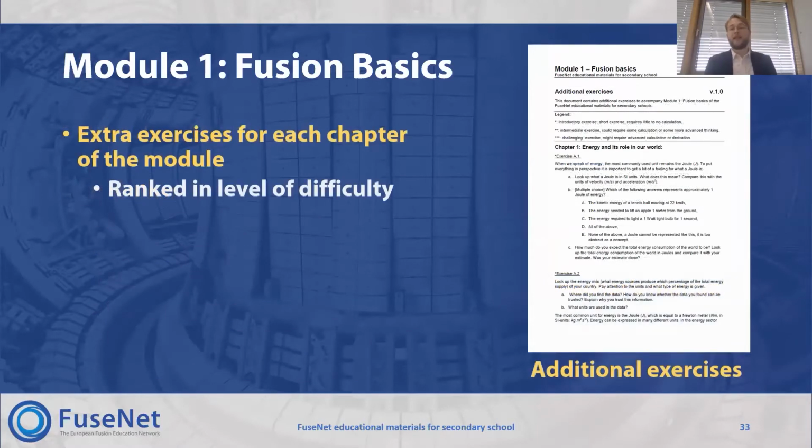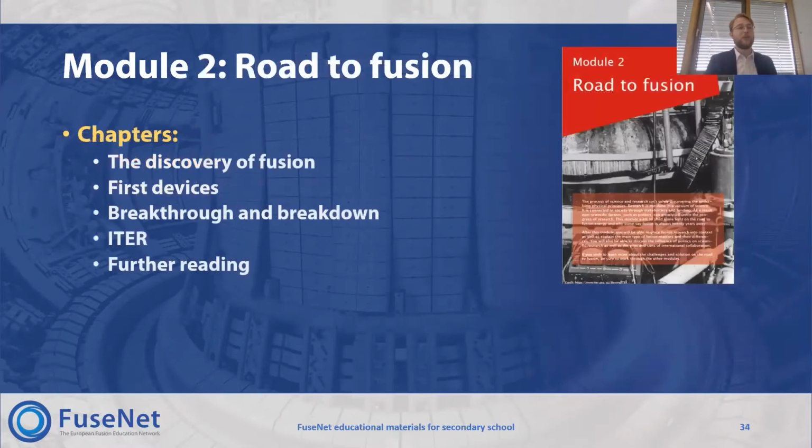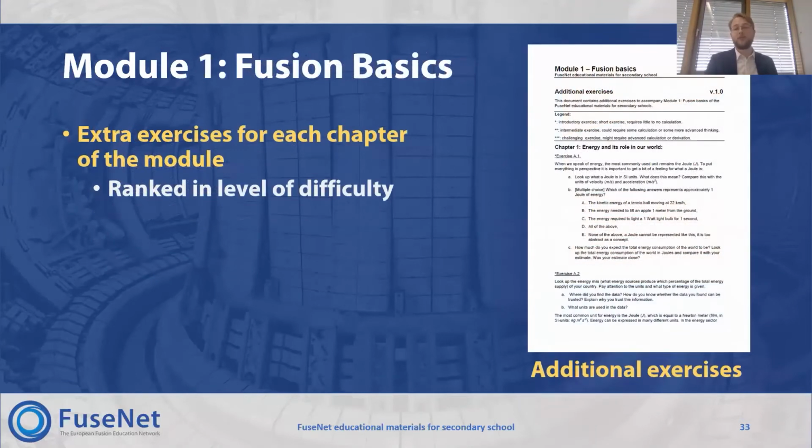Then the final thing that I had not yet highlighted was the additional exercises. These are extra exercises which we've selected per chapter of each module, and they are ranked in level of difficulty. So we have introduced a system of stars. 1 star is an introductory exercise, 2 stars is an intermediate exercise, and 3 stars is a challenging exercise that might require a lot more thinking and a lot more depth. By providing these exercises, we also hope to stimulate reading and learning about fusion by your students.